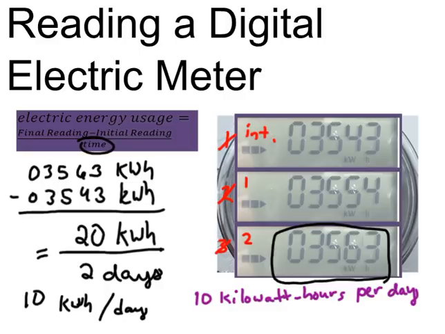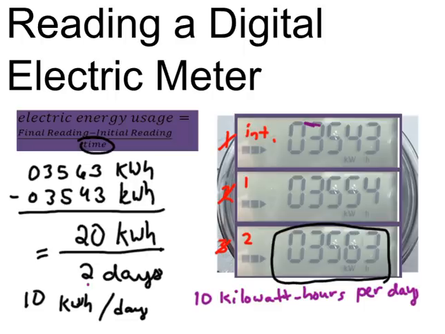One of the most common mistakes in doing this sample problem would be thinking that your initial day was an entire 24-hour period and then saying you would divide by 3 days. That is incorrect, because you should be dividing by 2 days, because that is the number of 24-hour periods that have passed. So keep that in mind when you're calculating your energy usage.